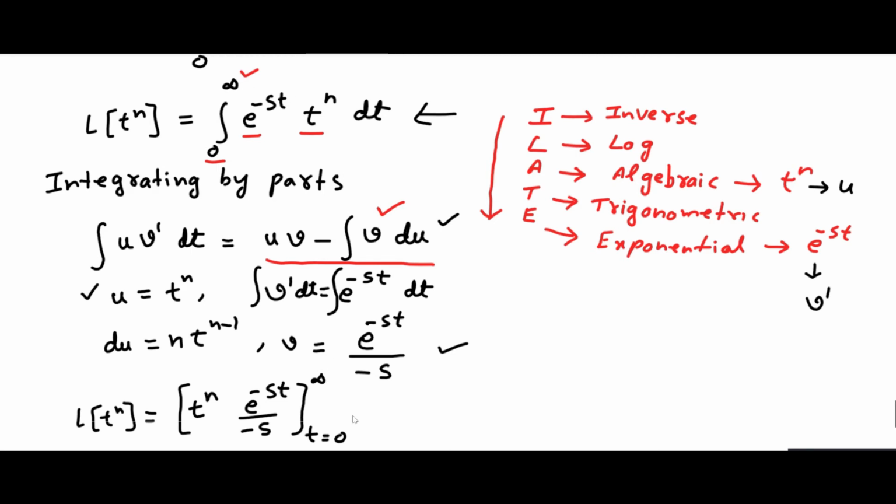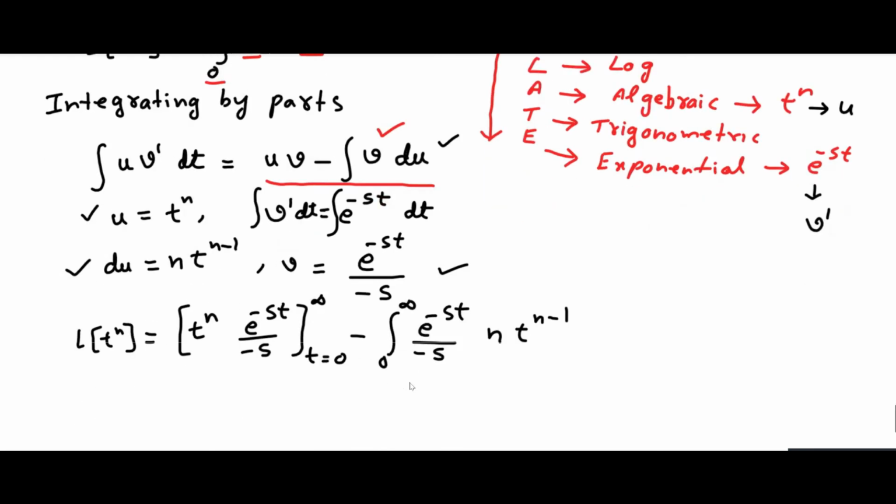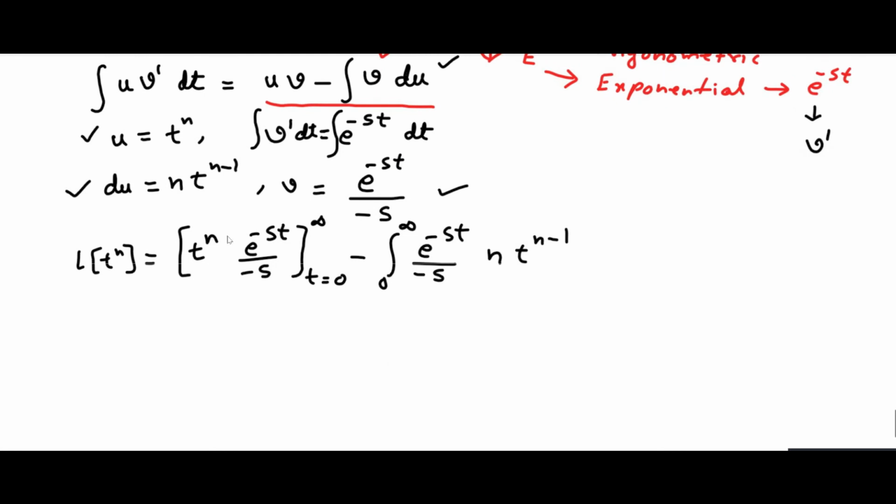So let us write down that value. Minus integral of v, and what is the value of v? It is e power of minus st divided by minus s into du. The du value is n t power of n minus 1, whereas the limit values for t are running from 0 to infinity. I have just rewritten this value.